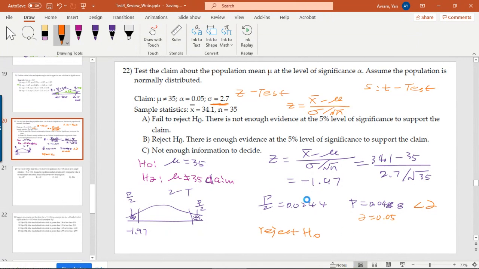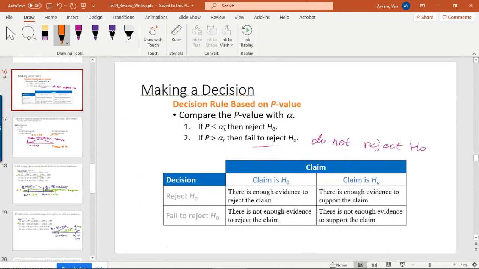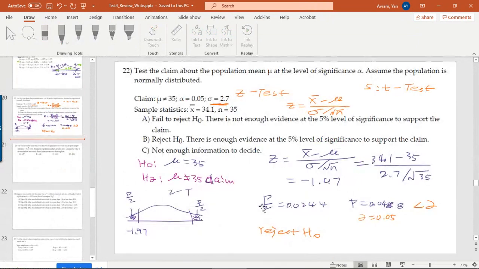As I mentioned earlier, we have this page of the formula. When P is less than alpha, we reject the null hypothesis. So that is the conclusion in here. All right, and what does this whole thing mean? When you reject a null hypothesis, what does that mean in here?